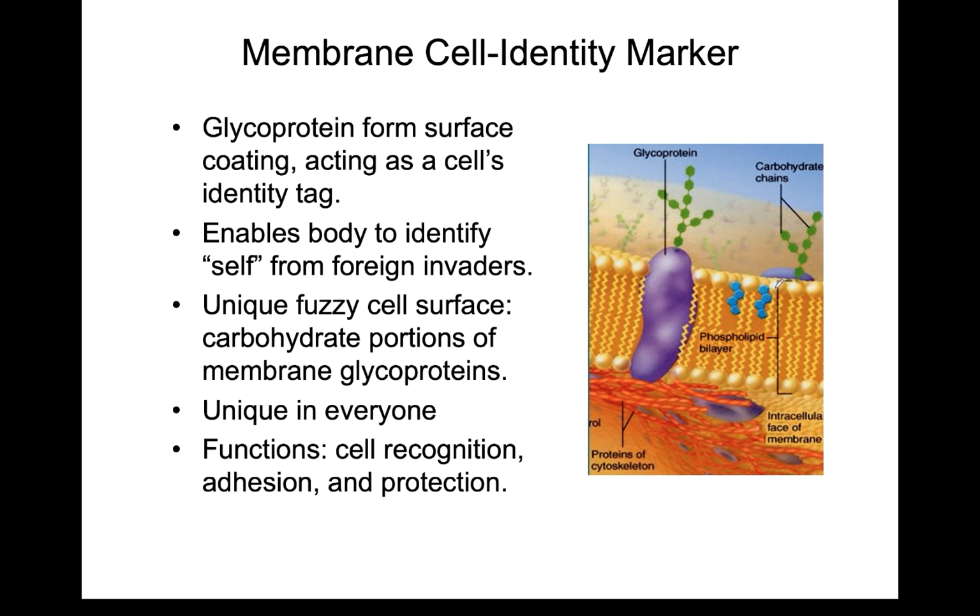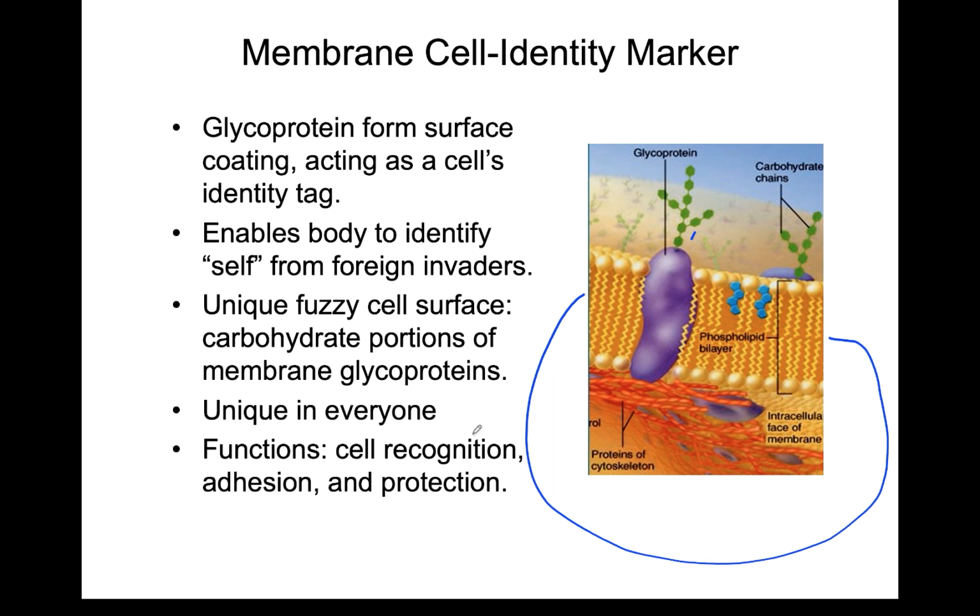So if you look at this cell membrane, here's the membrane, and you can imagine that here's a cell, and this part is protein, and this protein is attached to carbohydrate. We call that entire structure glycoprotein. So glycoproteins form a surface coating, acting as a cell's identity tag. Glycoproteins enable the body to identify self from foreign invaders.